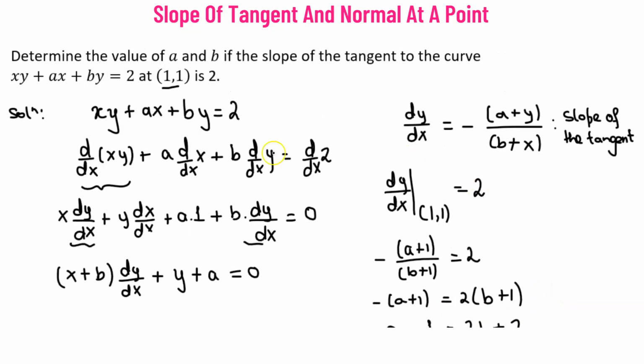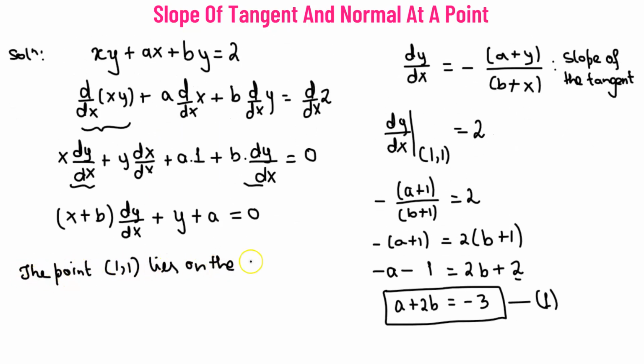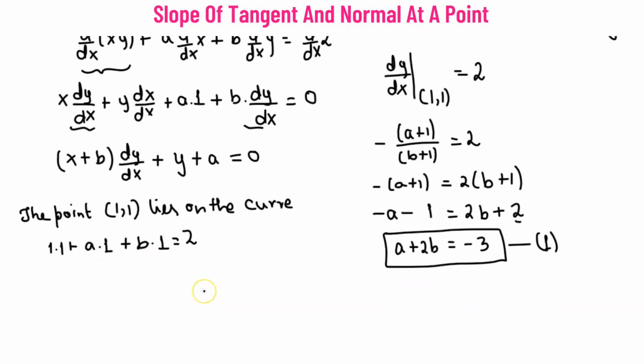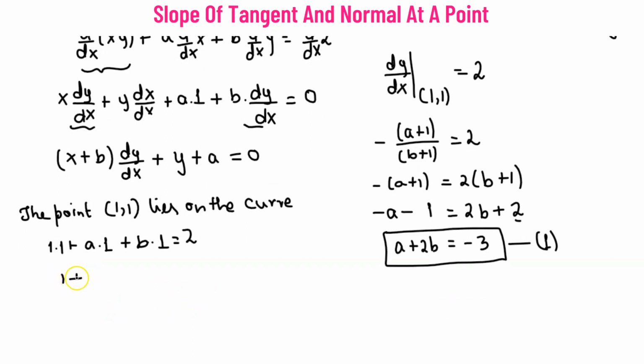Now our point (1, 1) is also going to lie on this curve xy + ax + by = 2. So that would mean that it should satisfy the given equation. Let's plug in the value of x with 1 and y with 1. So we have 1 times 1 plus a times 1 plus b times 1 equals 2. This gives us 1 + a + b = 2, or a + b = 2 - 1, so that will be positive 1. So we have another equation. Let's call it equation number 2.